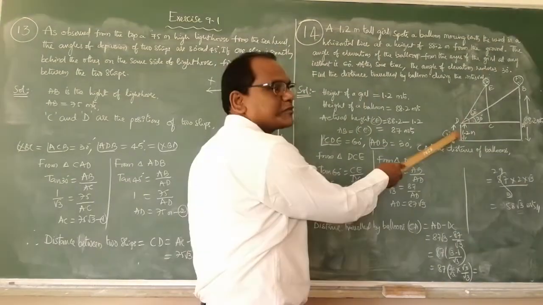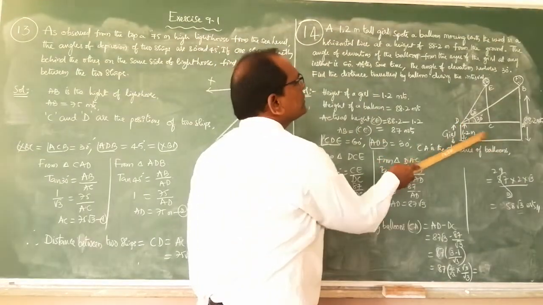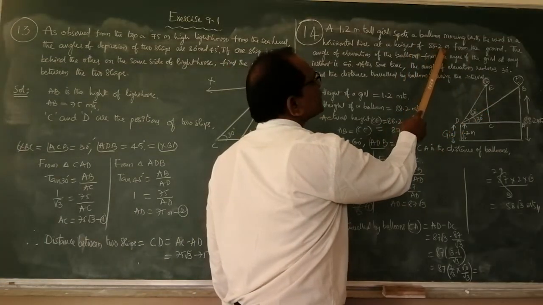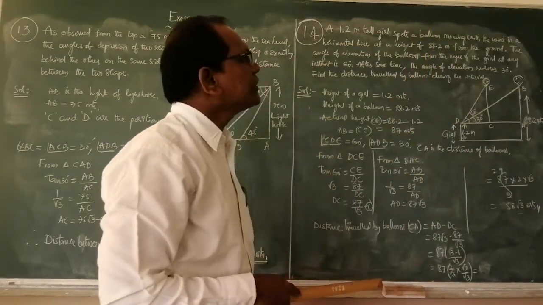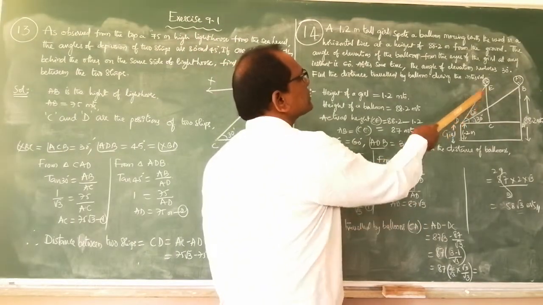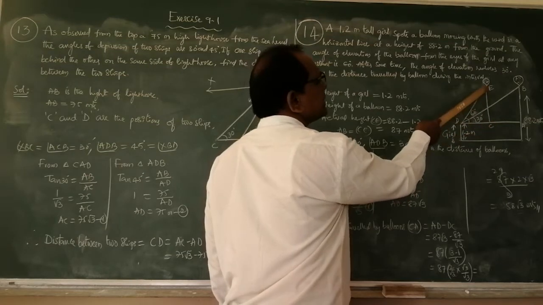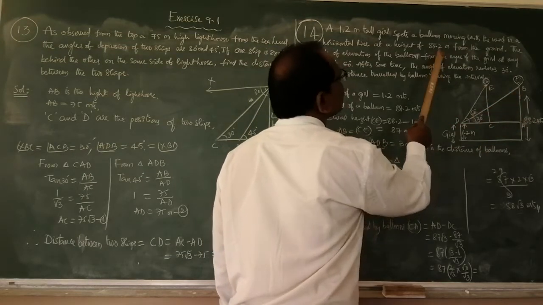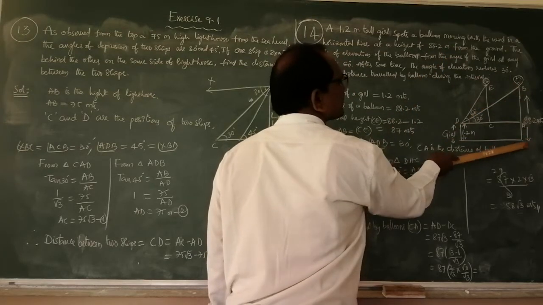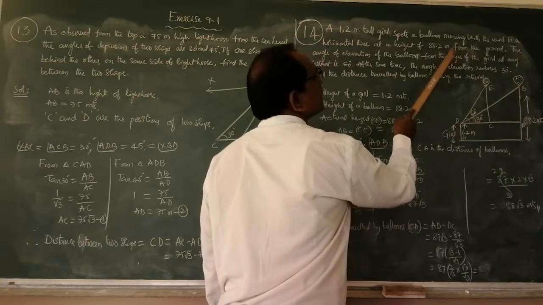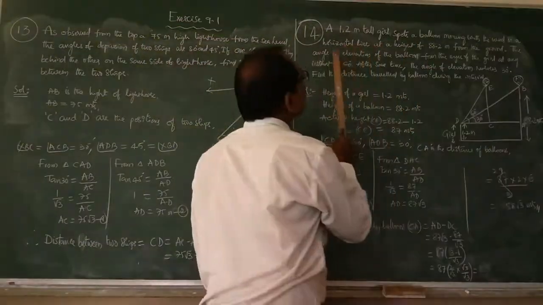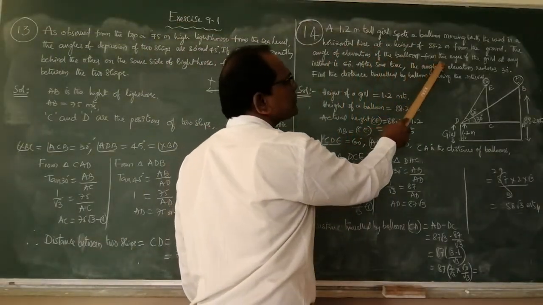So this is the height of the girl, 1.2 meters. This is the ground level, and the height of the balloon is given. What is the height of the balloon? 82.2 meters. The balloon is moving from here. This is the height of the girl, and from here this is the height of the balloon. The height of the balloon means C equals AB. This is 82.2 meters from the ground level. Here to here, the total height is 82.2 meters.